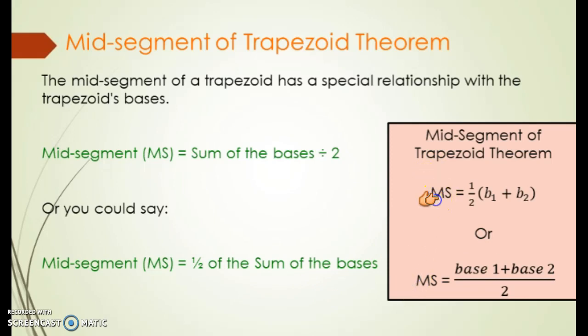So MS for mid-segment equals 1/2 times the sum of the bases, or the sum of the bases divided by 2. And now you're going to watch another video that's going to show examples of solving problems using this theorem.